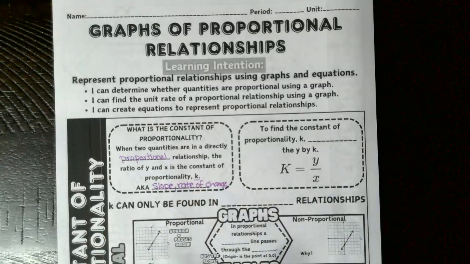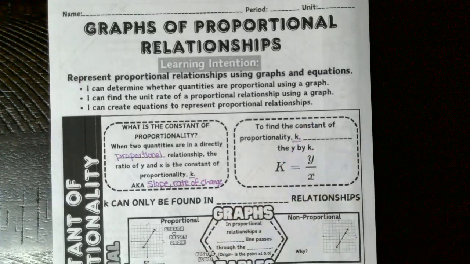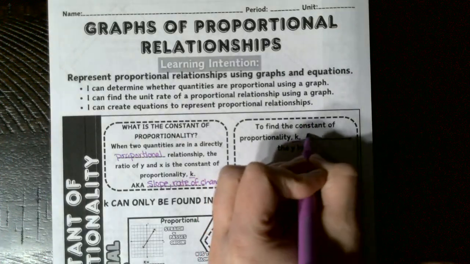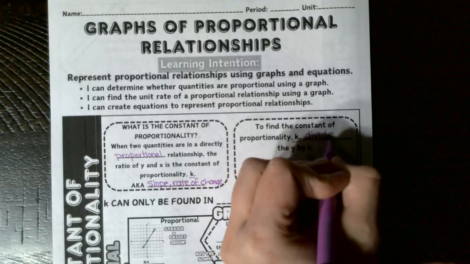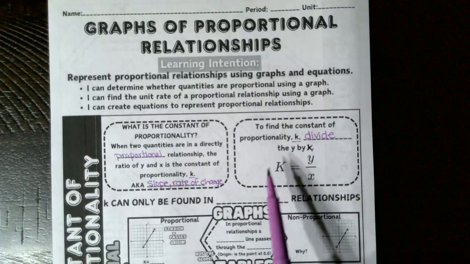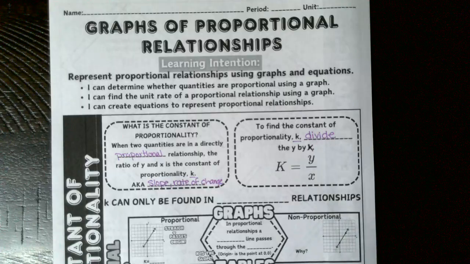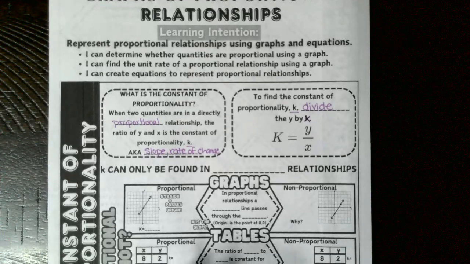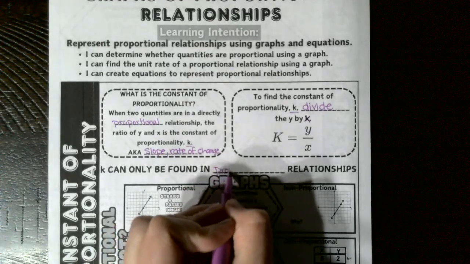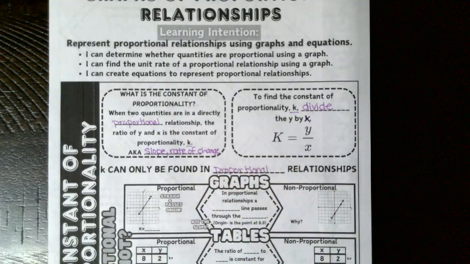Okay. So to find the constant of proportionality, k, you will divide the y by x. So your equation will look like k equals y divided by x. That's how I'm going to find the constant of proportionality. So k can only be found in proportional relationships. So if it's not proportional, you're not going to be able to find the k.